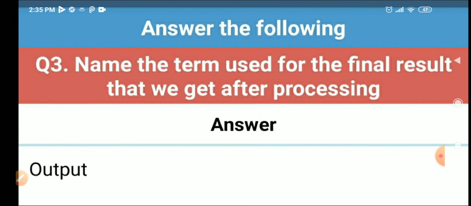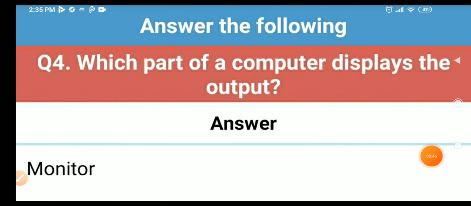Next, question number 3. Name the term used for the final result that we get after processing. When we enter the data and instruction into the computer, it processes it. Afterwards, what it gives us? Output. So, answer is output. Question number 4 is, which part of the computer displays the output? Where do we see the output? Answer is on monitor.